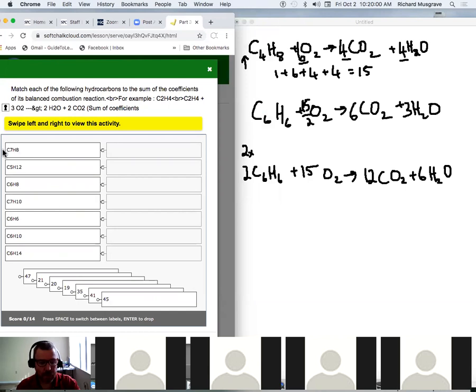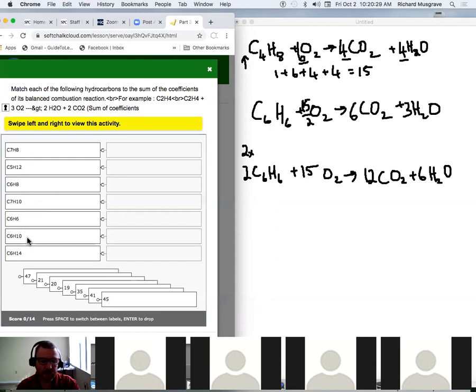Okay. So 8 divided by 2 is 4. That's an even number, so no, I'm not going to have to multiply by 2. This one here, 12 divided by 2 is 6. That's an even number, so no, I'm not going to have to multiply that by 2 either. Again, 8 divided by 2 is 4. So no multiplication. This one here, 10 divided by 2 is 5. Yes, I will have to multiply this one. C6H6, 6 divided by 2 is 3. Yes, I will have to multiply that one by 2.